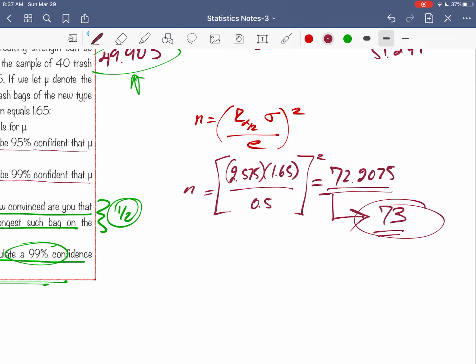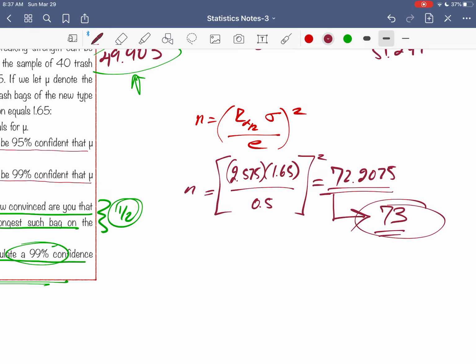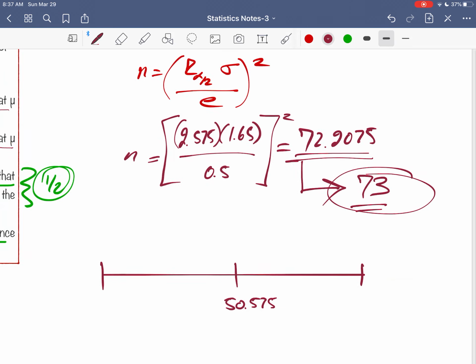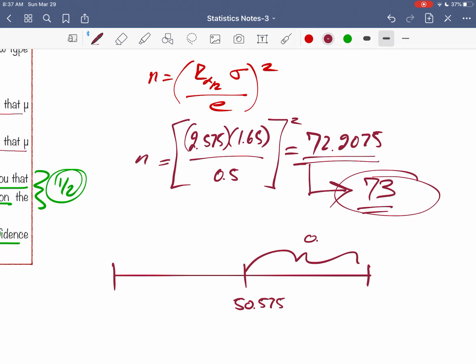So what that means is then you will basically be able to create a confidence interval that looks like this. Your middle here, 50.575. You're going to add 0.5 to this side, and you're going to subtract 0.5 on this side. And you will be 99% confident that your real mu is here, here, or here, somewhere.